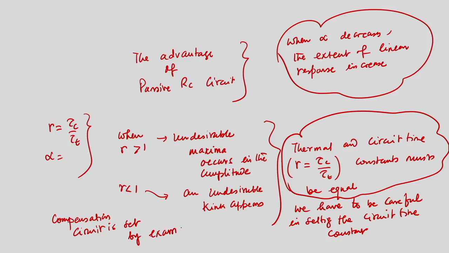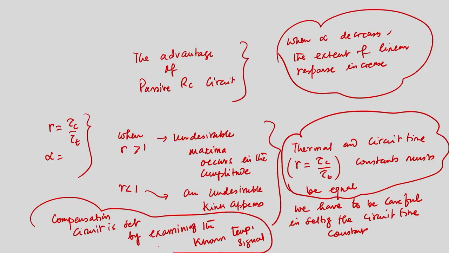by examining the known temperature signal. So, this is the last and important conclusion of this analysis: when we are planning to design a compensation circuit, the circuit will be set by examining the known temperature signal. That is very important.